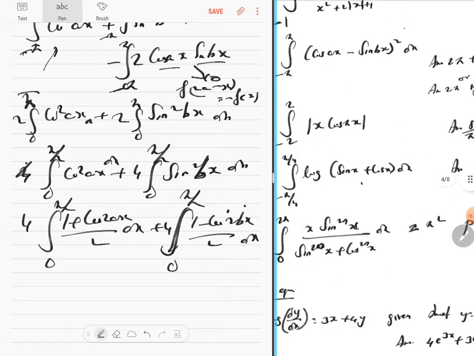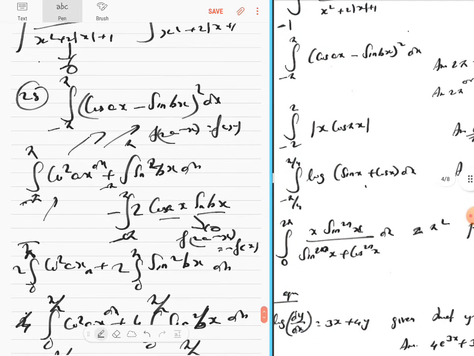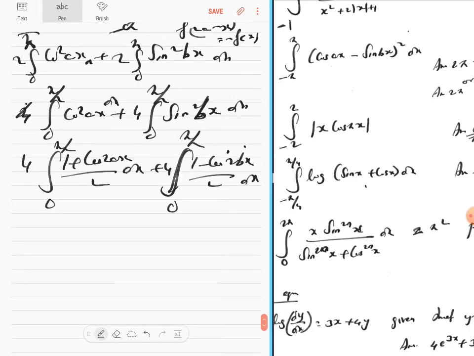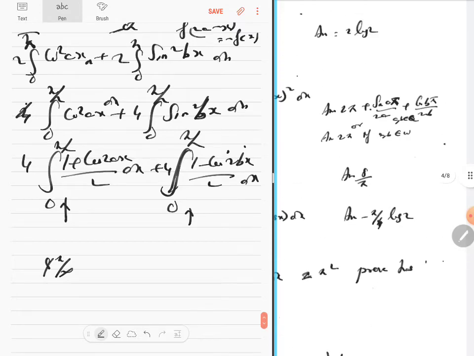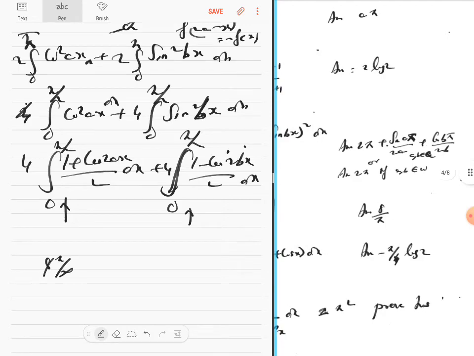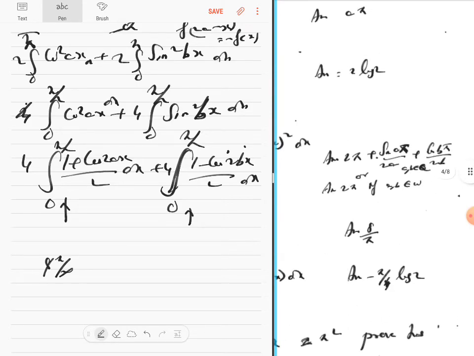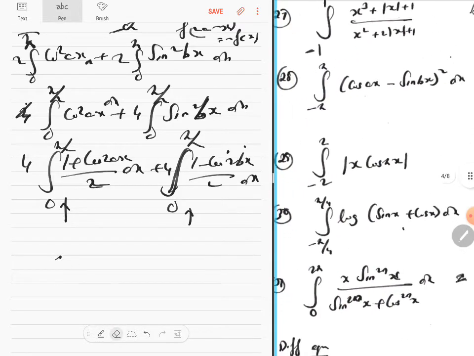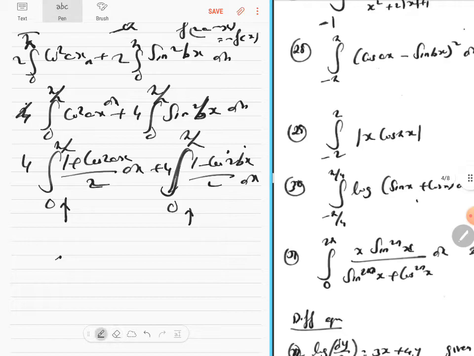Okay, so let's go to the next question. Can you see, you'll get a pi by 2 here and a pi by 2 here, with a 4 of course. So it will be 8 pi by 2 and you'll get a 4 pi, and can you see where the answer for this sum is? Yeah, you have a 2 pi. You already have a 2 also, this 2 can be taken out, and so you're getting the answer. Yeah, so let's go to the 29th question.